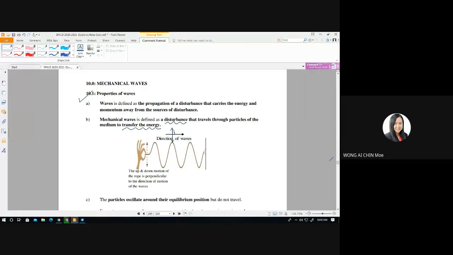Okay, good morning. So today we will start a new topic, 10.1 properties of the wave.